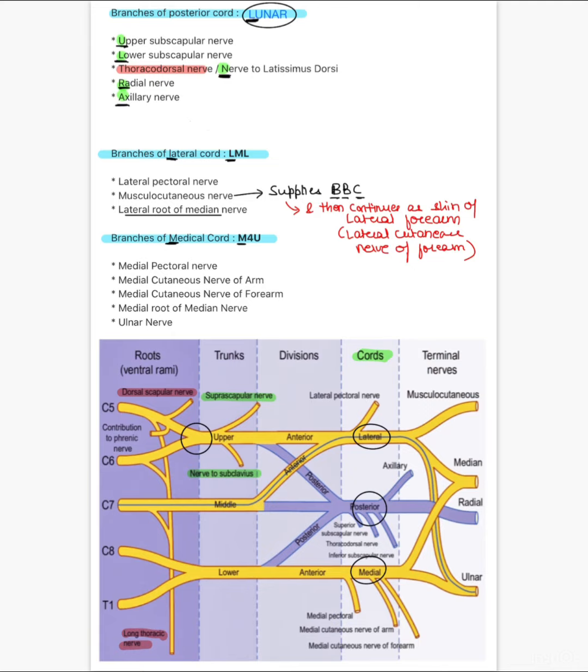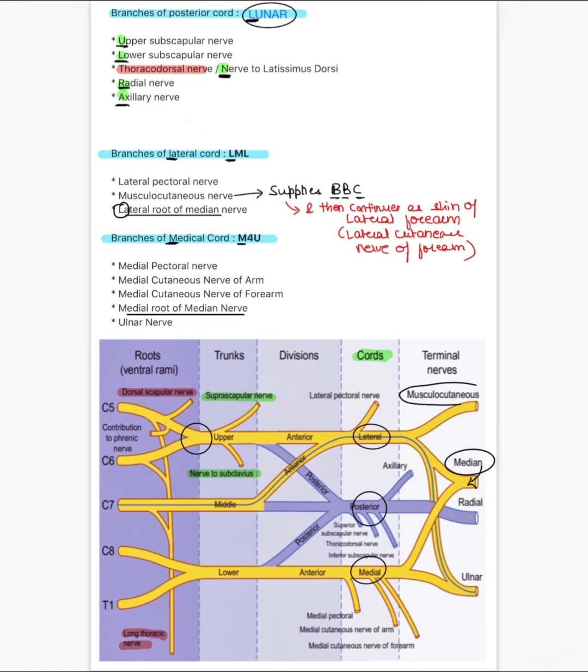Then coming on to your lateral cord, LML. L means lateral pectoral nerve, M means musculocutaneous nerve, which supplies three muscles, BBC: biceps brachii, brachialis, and coracobrachialis. And L means lateral root of the median nerve. Do you see how this median nerve is made? It is formed by the lateral root of the median nerve and your medial root of the median nerve. Both of them combine to form your median nerve.